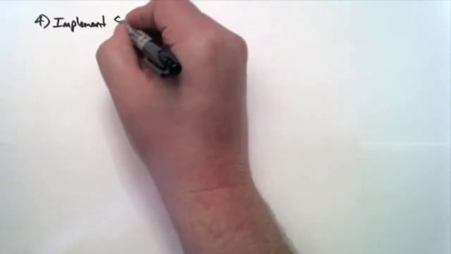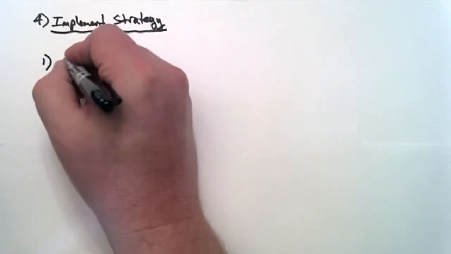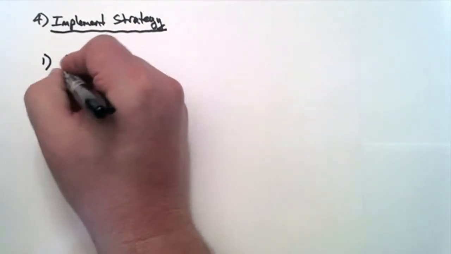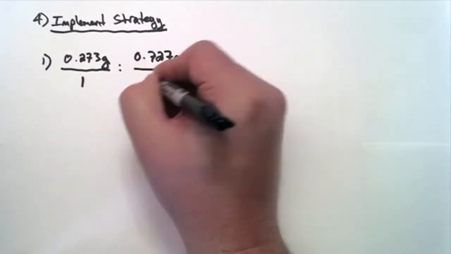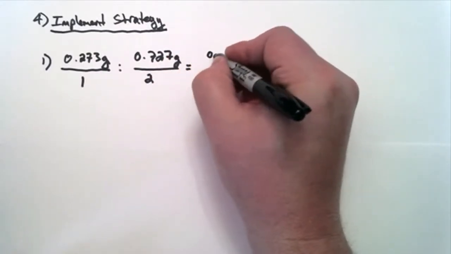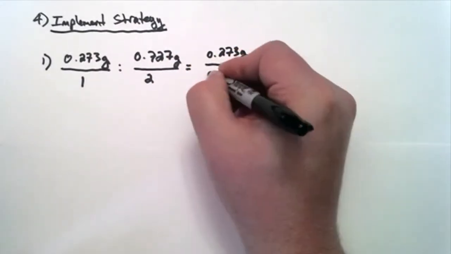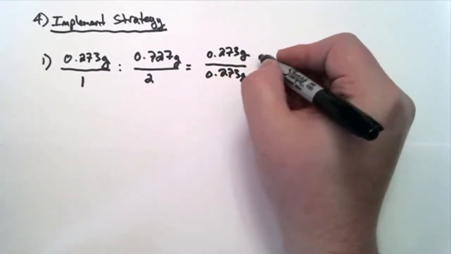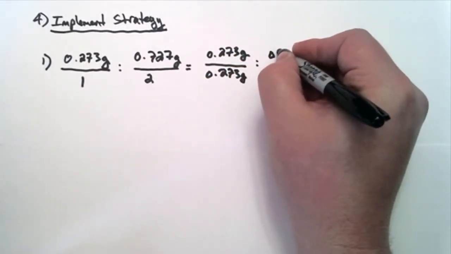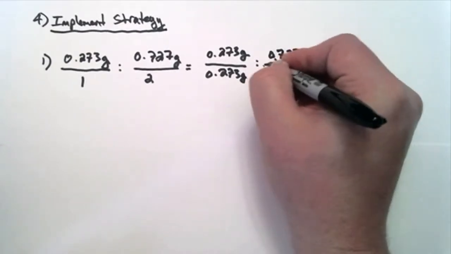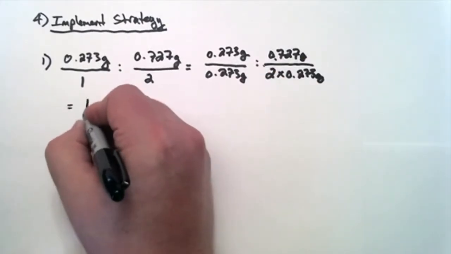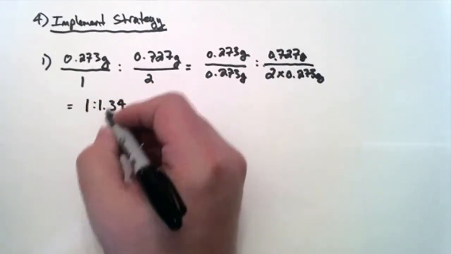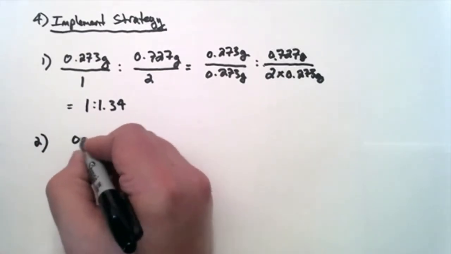We're now going to implement our strategy using the information given in the problem. Starting with the decomposition masses obtained for the AB2 compound, we have 0.273 over 1 for A, 0.727 over 2 for B. To give a 1 to something ratio, we're going to divide by the mass of A. This yields a ratio of 1 to 1.34, which is easier to work with.